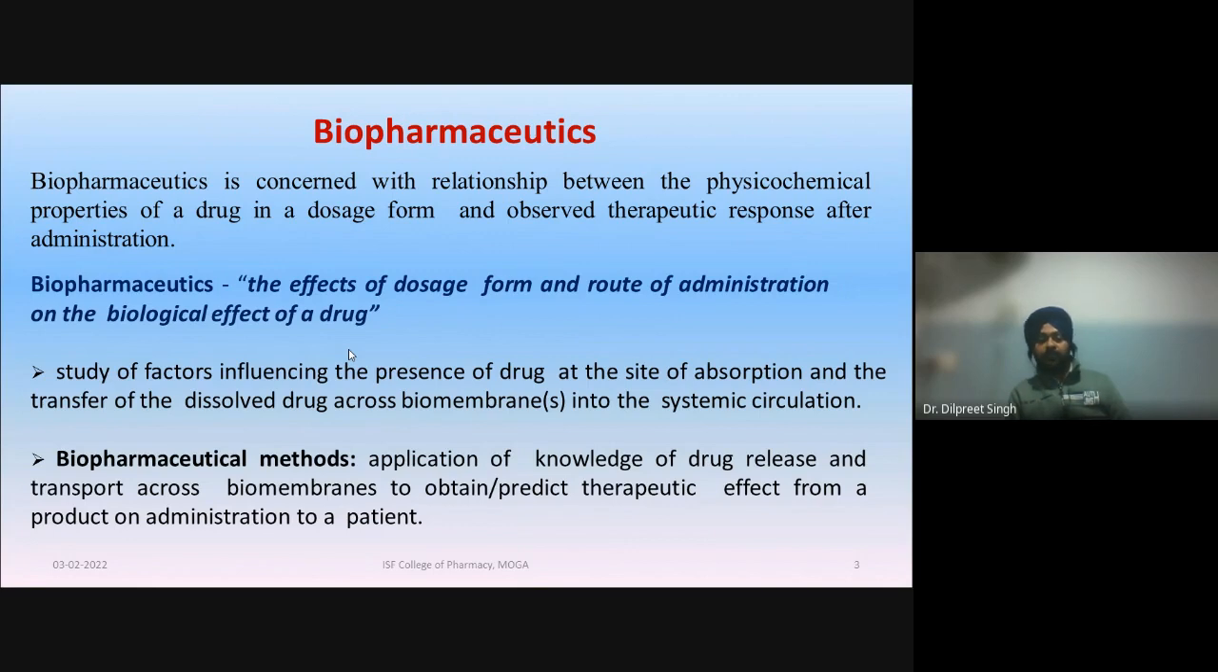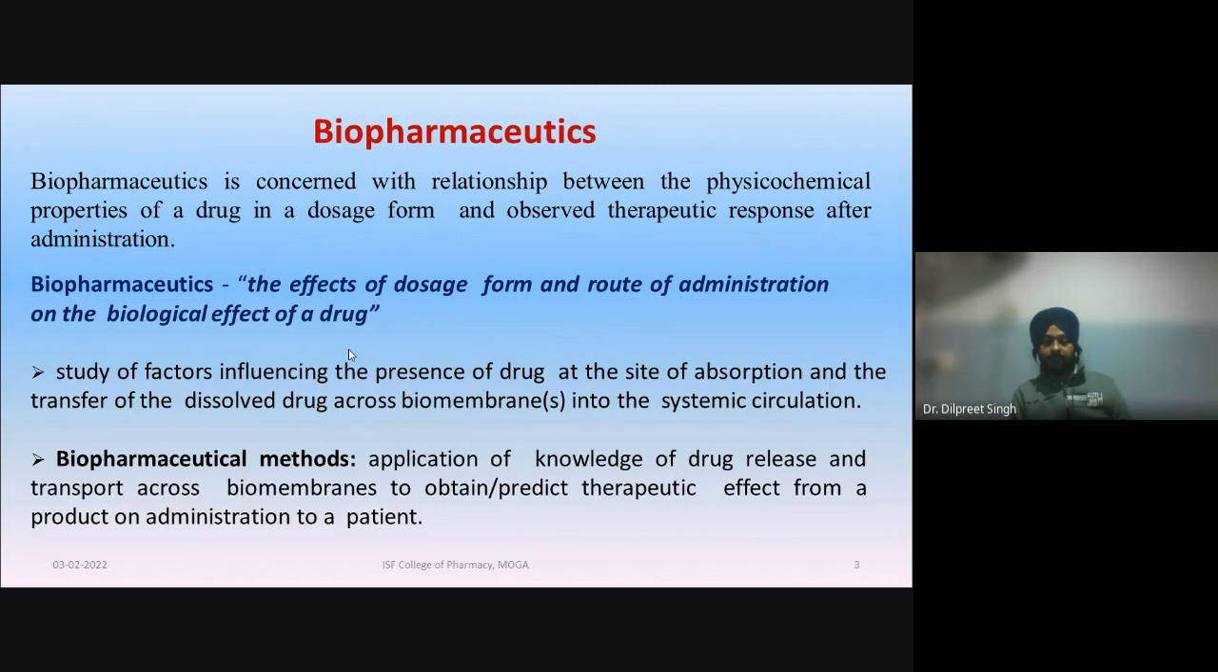Collectively, it covers what the dosage form is, what the strength is, the effect of the dosage form on the body, and the effect of the route of administration on the biological half-life of a drug. It is the collective study of factors that influence the presence of the drug at the site of absorption and the transfer of the dissolved drug across the biological membrane into the systemic circulation. Biopharmaceutical methods involve knowledge of drug release and transport mechanisms which favor the predicted therapeutic effect from a product upon administration to a particular patient.